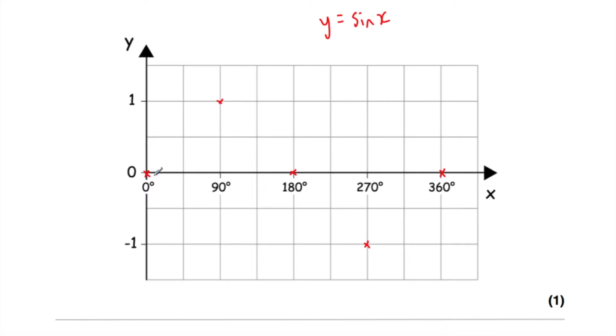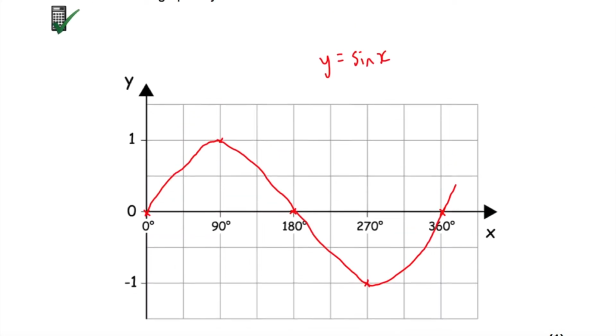Now it says to sketch it, so we need to do our curve. So our curve is going to look something like this. And that's it, that's my sketch. Now I tried to do this on the computer and it's actually not that easy to do the curve on the computer, so that's the best I can do. If you've got a pencil, feel free to try and do the curve a little bit better whenever you're doing it on paper. And that's our sketch of y equals sine x.